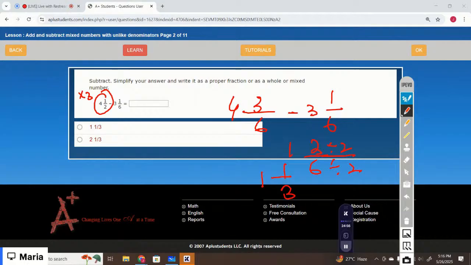So option number 1 is the correct option. That is 1 whole 1 over 3.